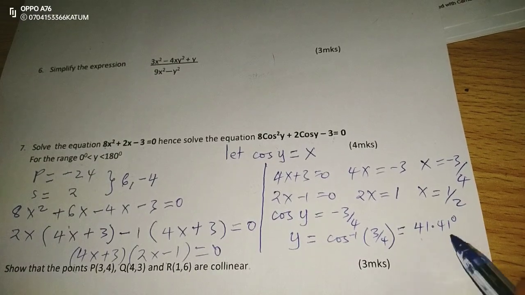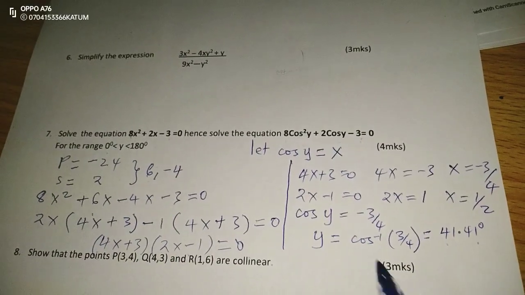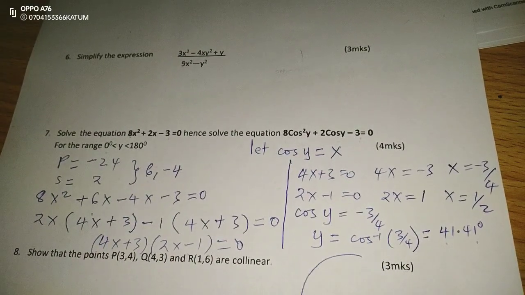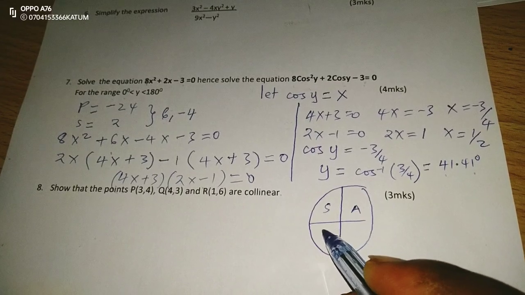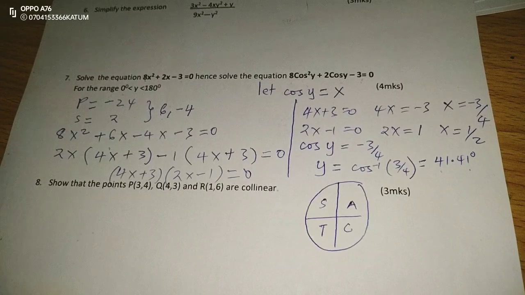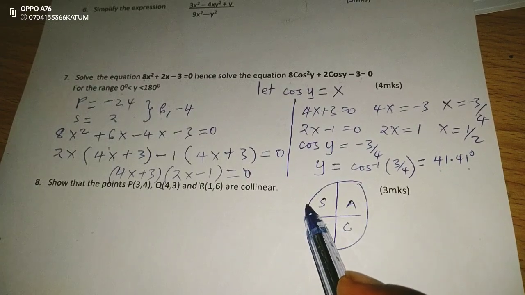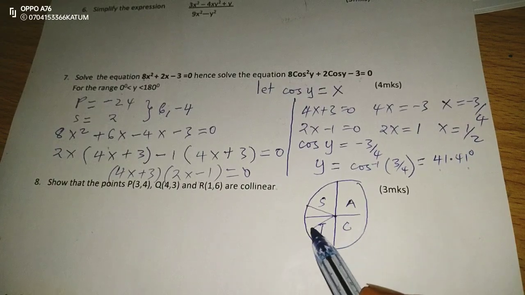So we need this acute angle in the quadrants where cosines are negative. According to the unit circle, all trigonometric ratios are positive here. Only sines are positive, only tangents are positive, only cosines. So where cosines are negative, 41.41 is used in the second and in the third quadrant.